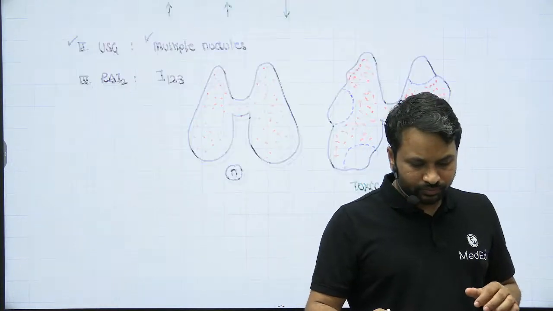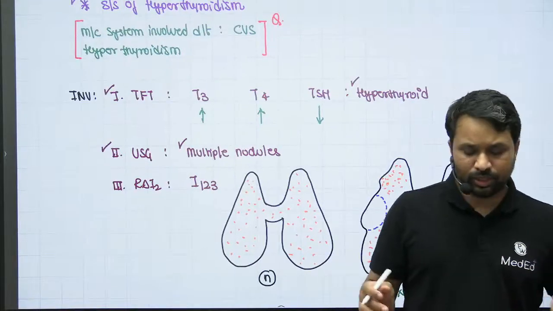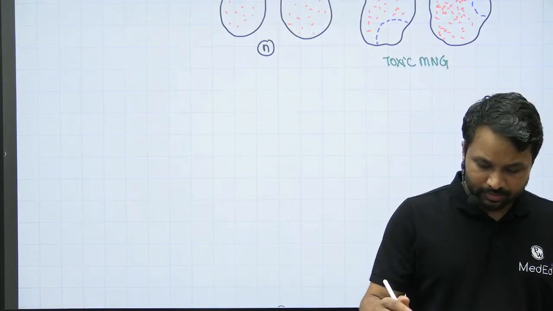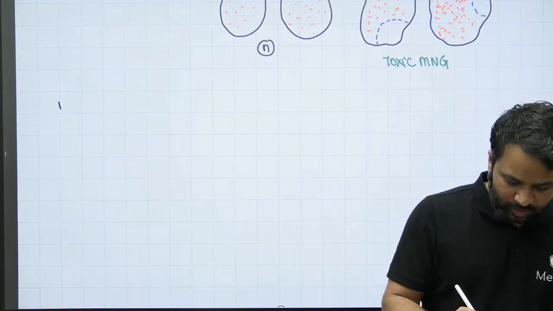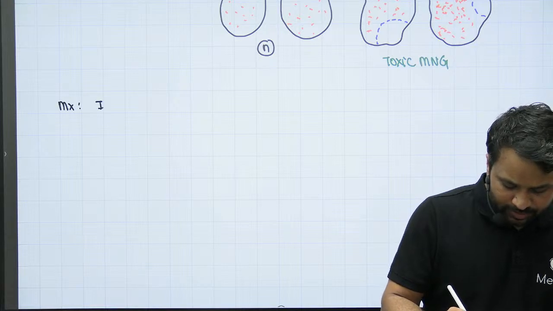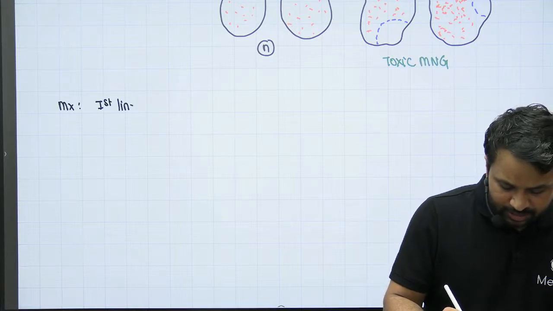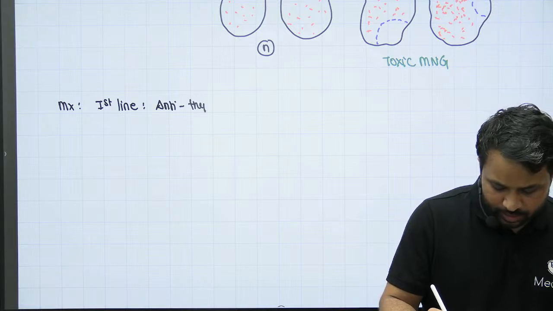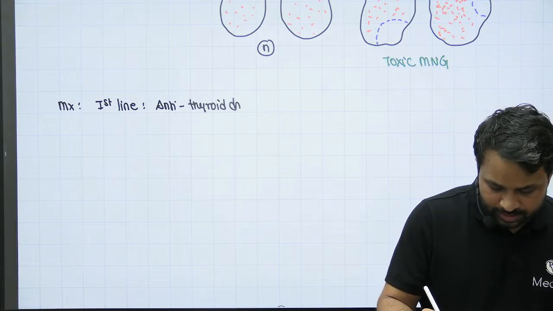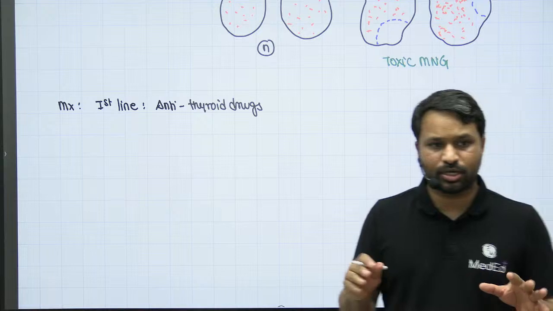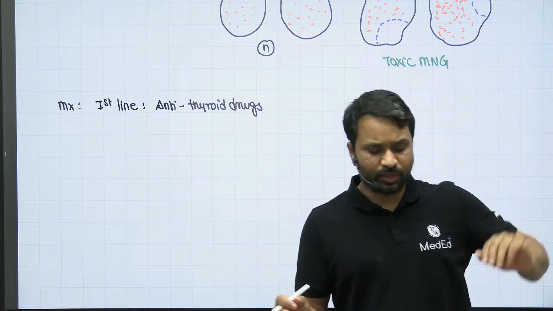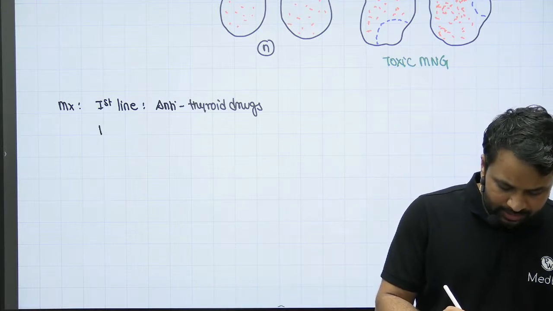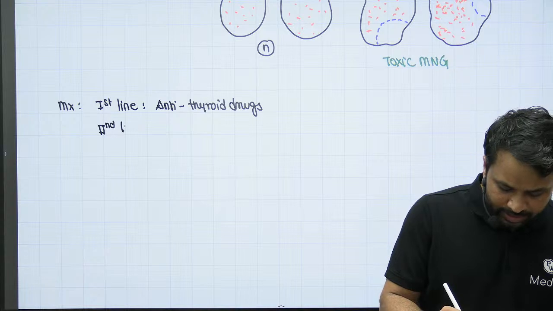Now, once you have diagnosed a patient with a toxic multinodular goiter, the management is going to be the same. You have the first line management. We have just discussed it. The first line management, start the patient on anti-thyroid drugs. That is the first thing. We've already discussed what the protocol is like. Once it is done, the second line is going to be intervention.